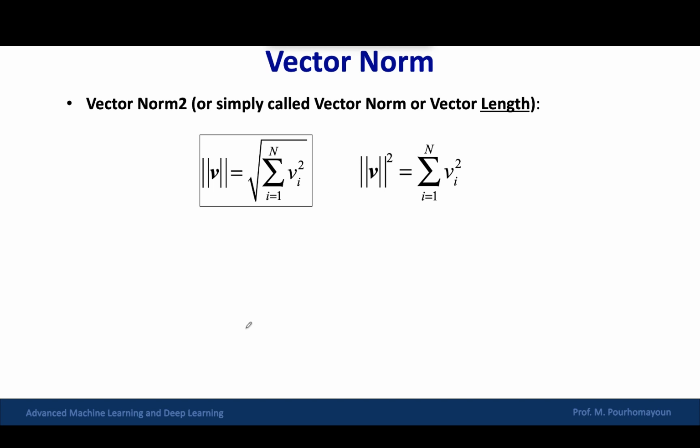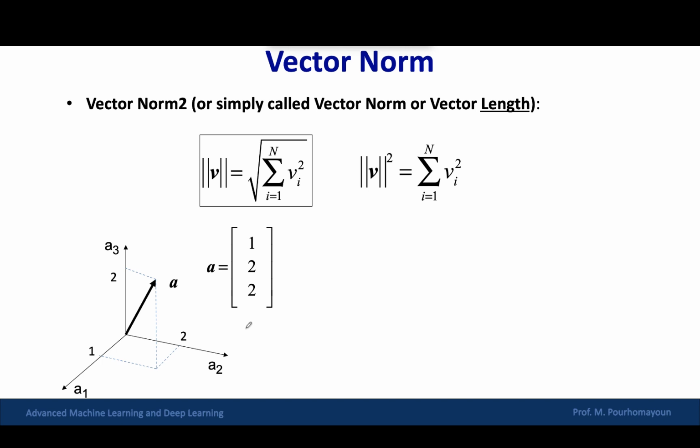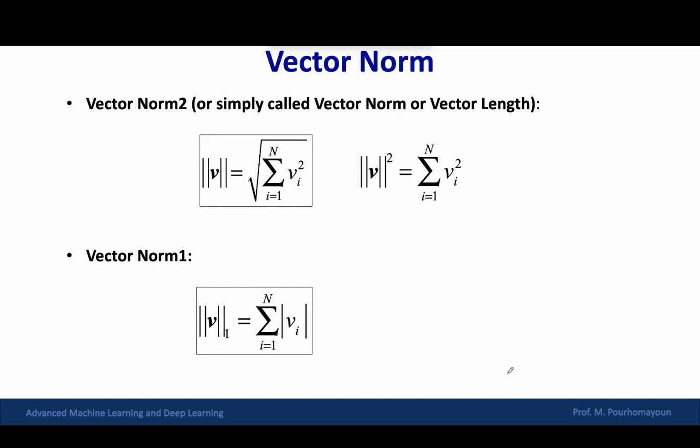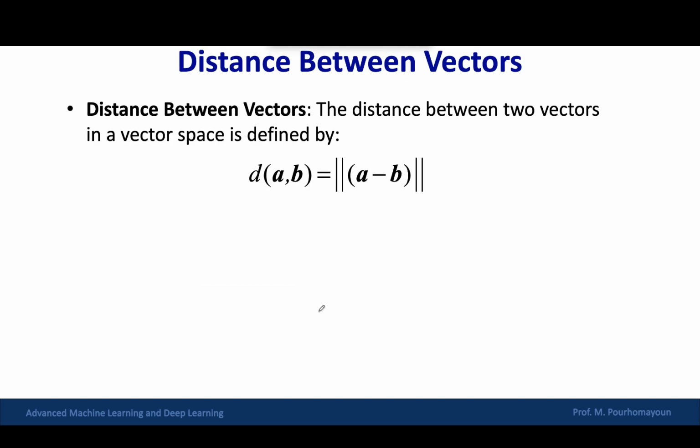The vector norm gives us the length of a vector. Of course you know it. It is just the square root of the summation of the squares of all elements. So this is how it works. It gives us the length of a vector. We also have norm 1 that has its own application. So rather than a square root and squares of elements, we just add up the absolute values of them.